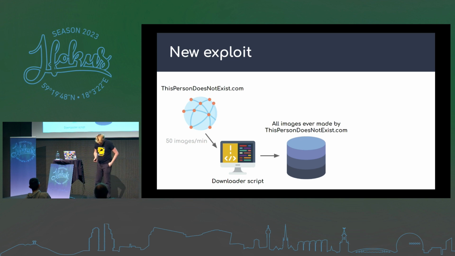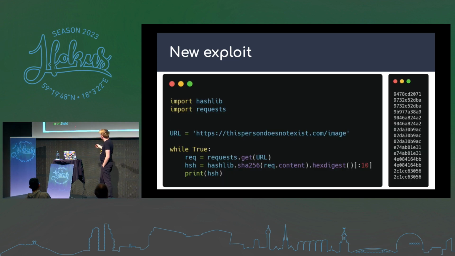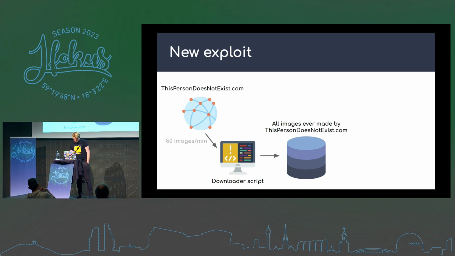So the structure of this project is quite simple. We have This Person Does Not Exist. 50 times a minute we query it with a script that very much looks like what I've shown you here. It's a while true loop that downloads the image, and that's it. And then I have my hard drive at home that just stores all these images.